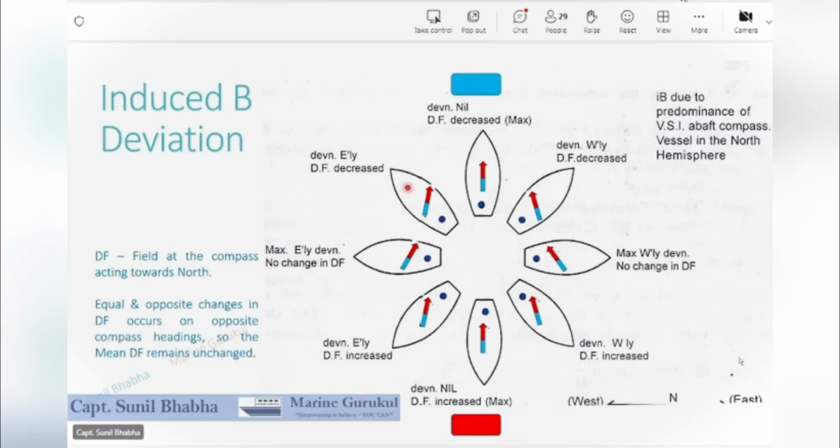So whenever the ship is on a northerly component heading, northeast, north or northwest, the directive force is reduced because this funnel's blue pole is southward of the compass. Whereas when the ship is on a southerly component heading, southeast, south or southwest, the directive force is increased because the blue pole of the funnel is north of the compass needle.